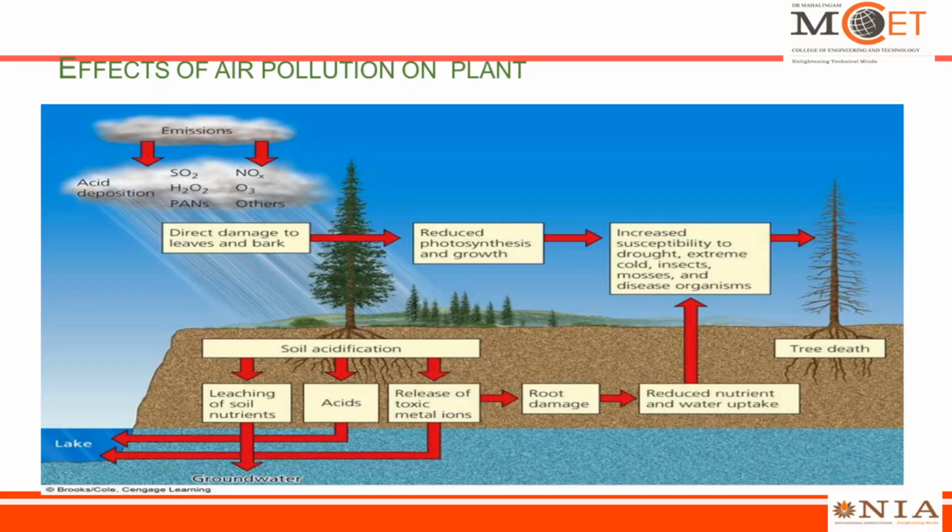So when they damage the leaves and barks, it also affects the soil. It also causes soil acidification, which in turn leads to leaching of soil nutrients and release of toxic metal ions into the subsurface water or groundwater. So it causes root damage and also reduced nutrient and water uptake.